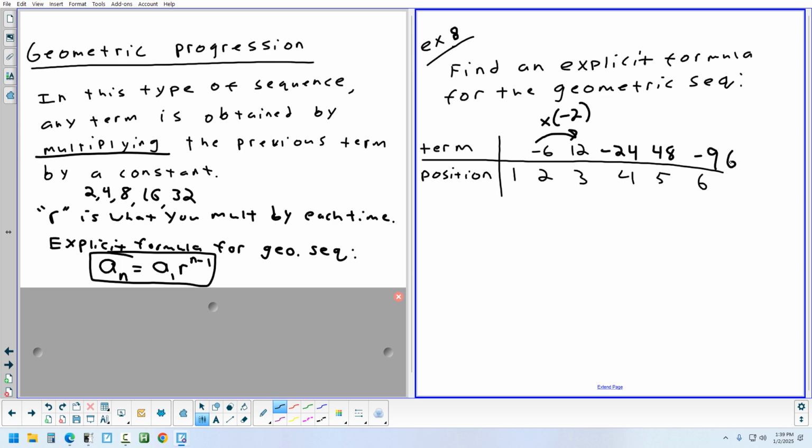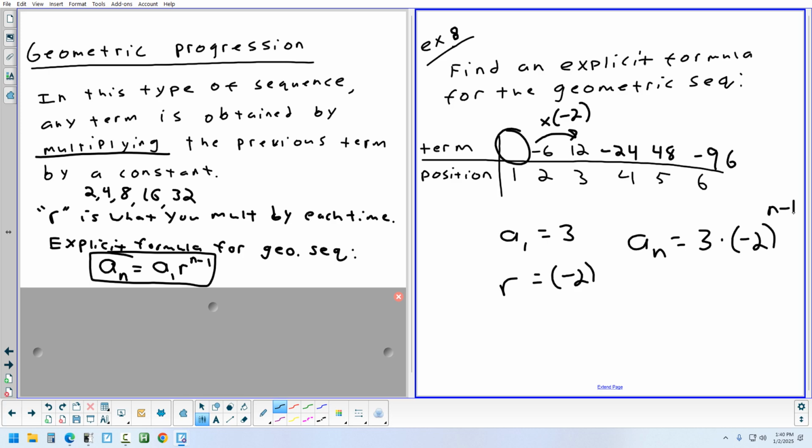But to use this formula, it's great. We know it's multiplying by -2. What else do we need to know? The first term. Right, we need this. So what would the first term be? 3. And what did we multiply by each time? -2. Okay, fill those in, and let's see if it works. So to find any term you want to know, take the first term times r, and you don't do that out, you just leave it, to the n minus 1.